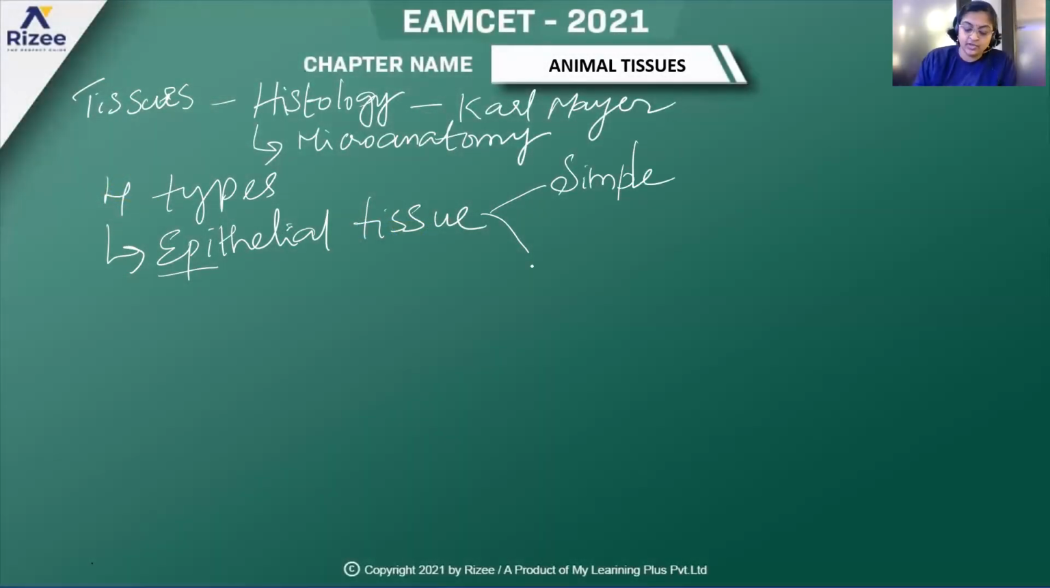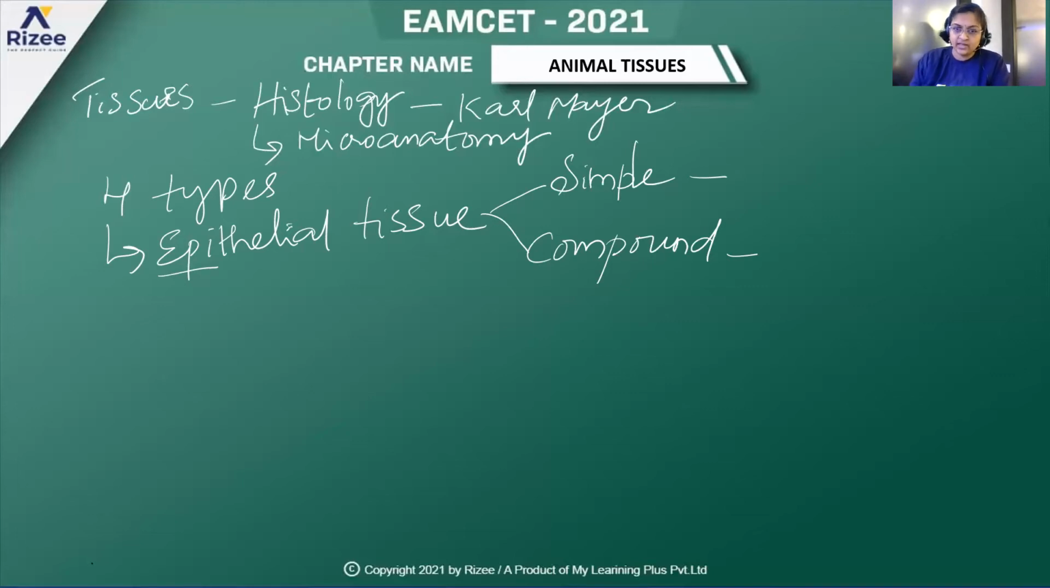Simple epithelial tissues and compound epithelial tissues. Simple means a single layer of cells arranged on a platform or a basement membrane, which form the tissue. These are called simple epithelial tissues. And compound means more than one layer of cells is found on the basement membrane, compacted or packed together. We call these compound tissues.